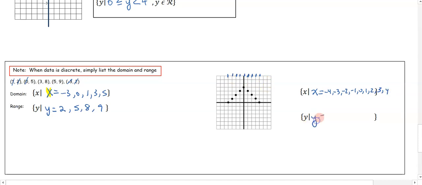The y values, again, you would list them, but you go on this side. There's less y values: 0, 1, 2, 3, or 4. Those are all the possible y values, 0, 1, 2, 3, or 4. Right? So you list them that way with discrete data.